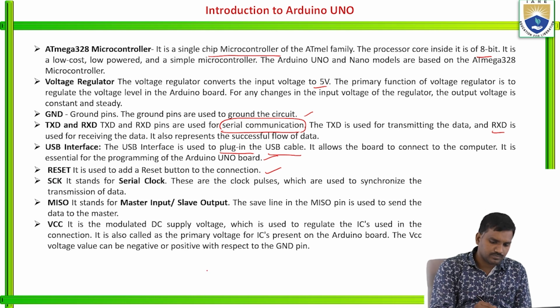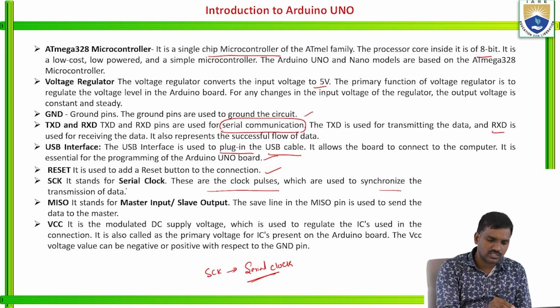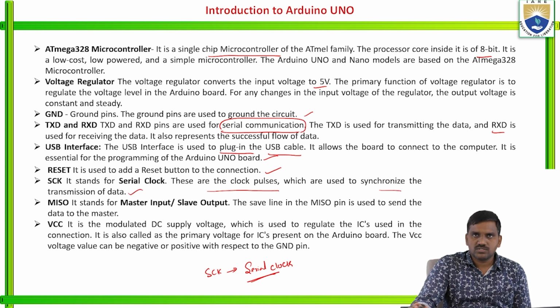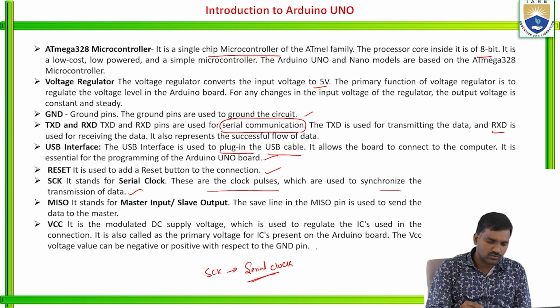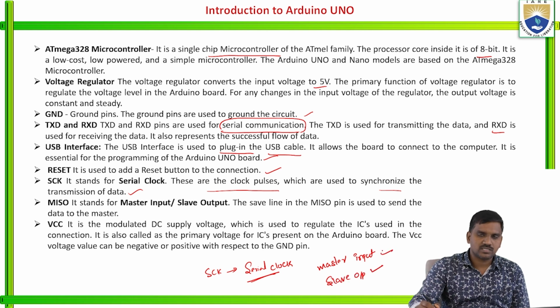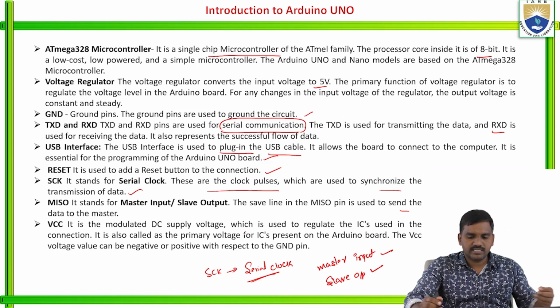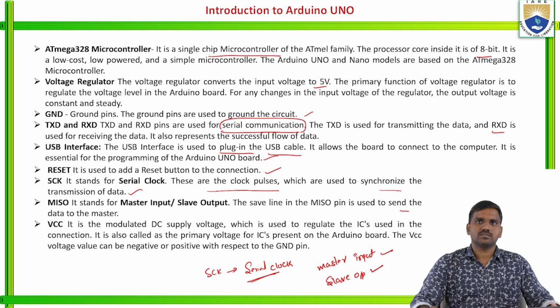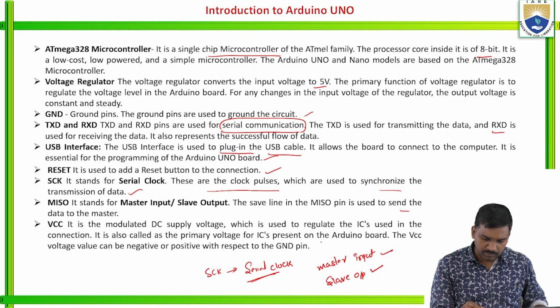And SCK. SCK stands for serial clock. These are clock pulses used to synchronize the transmission of data. The main purpose of the serial clock is to maintain synchronization among the transmission bits. And MISO stands for master input and slave output. The slave line in the MISO pin is used to send data to the master. Next, VCC, the modulated DC power supply, which is used to regulate the ICs used in the connection. It is also called the primary voltage for ICs present on the Arduino board.